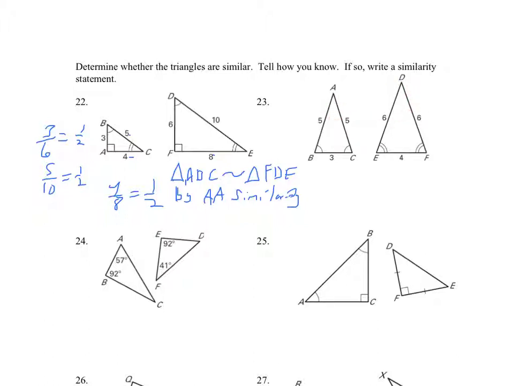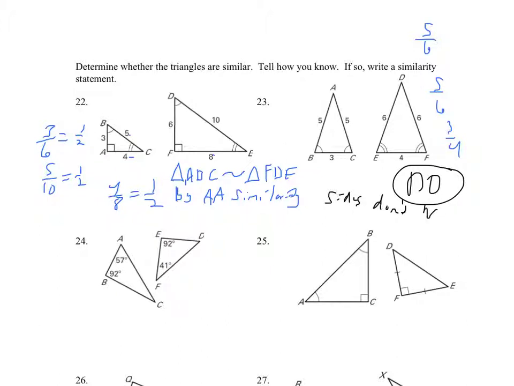Let's look at what we have here. Do we have any angles that are congruent? Well, these 2 are congruent, these 2 are congruent, but we want angles that are congruent from one to the next. Well, let's check their proportions. So 5 over 6, 5 over 6, and 3 over 4. Are all 3 of these the same? No. So it says to give an explanation, tell how you know. Sides don't have equal ratios.